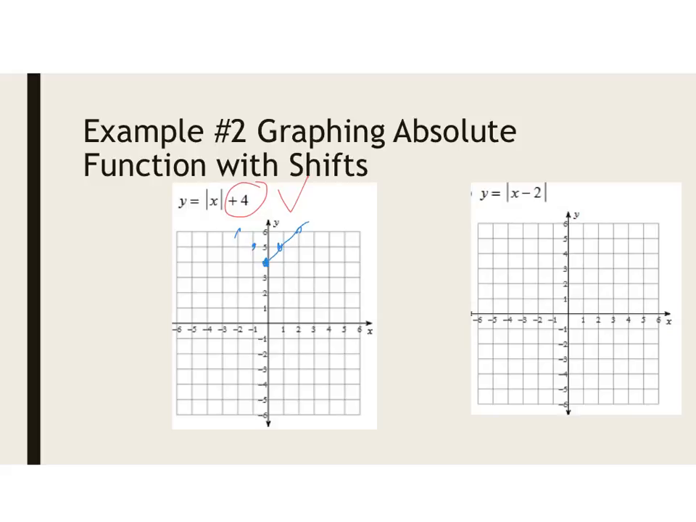So draw with straight lines, and they're going to be a V, no curve, except that's not very straight. There is your absolute value graph. If we had to describe the shift, we would say shift up 4.